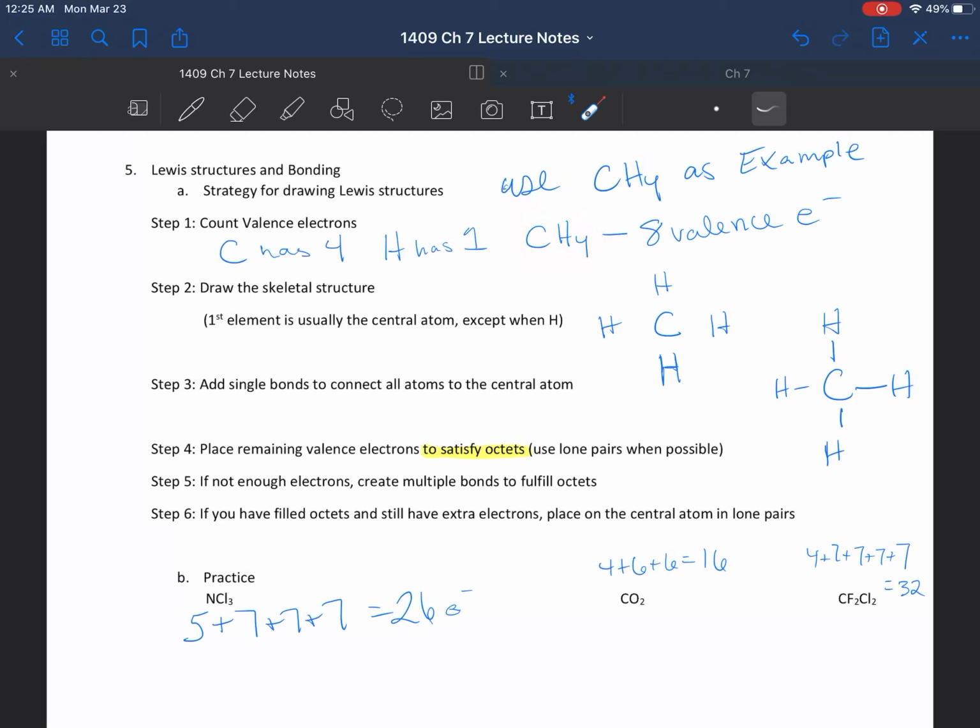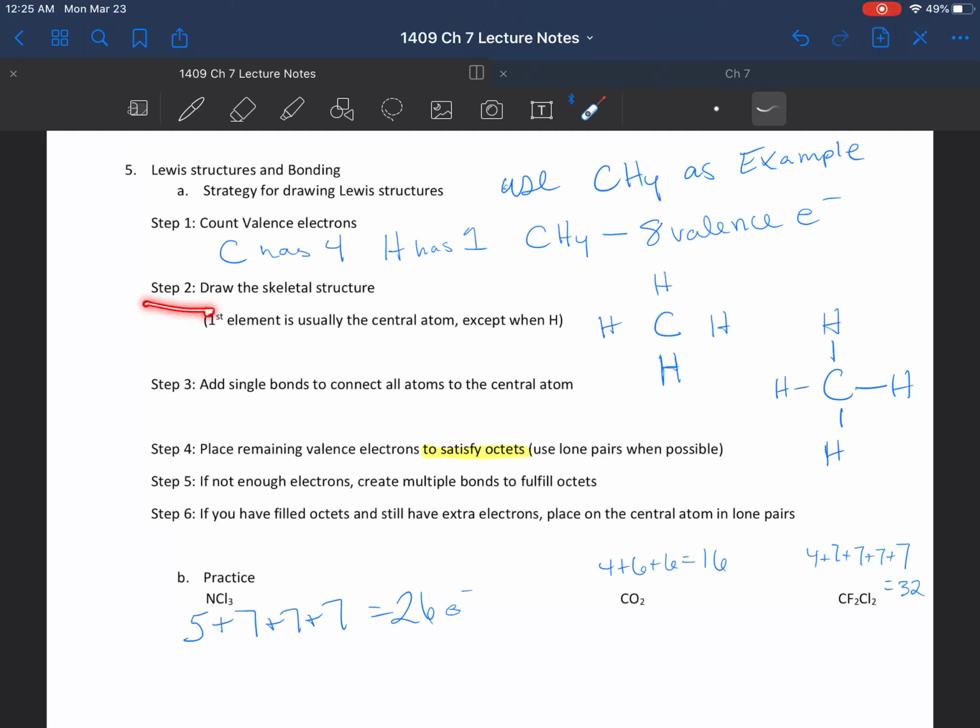Now, in the first step, you need to always count your valence electrons. Carbon has 4 valence electrons. Hydrogen has 1. We have 1 carbon and 4 hydrogens, so we have 8 valence electrons. It's important that your Lewis structure always has the correct number of valence electrons.